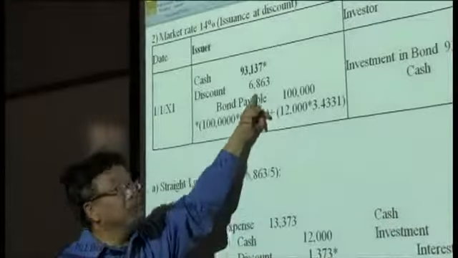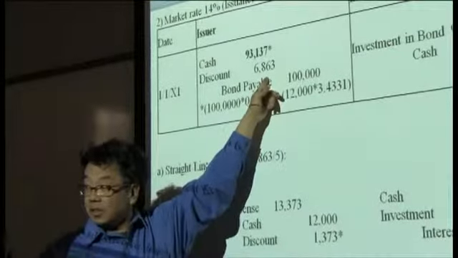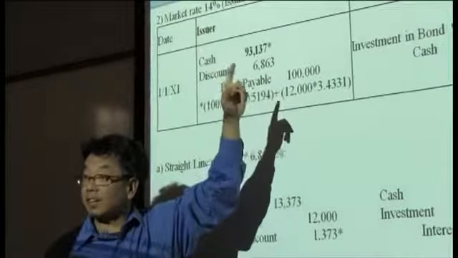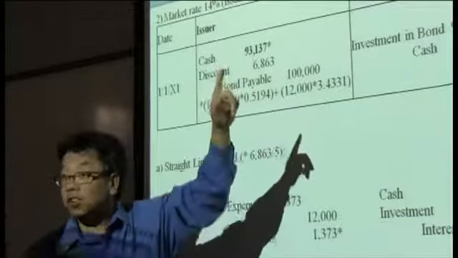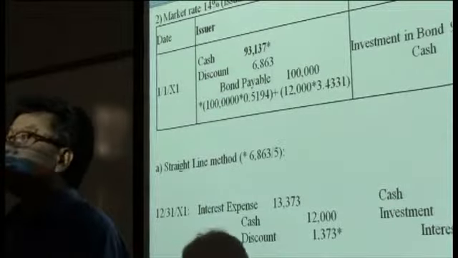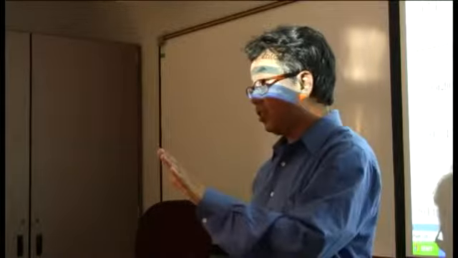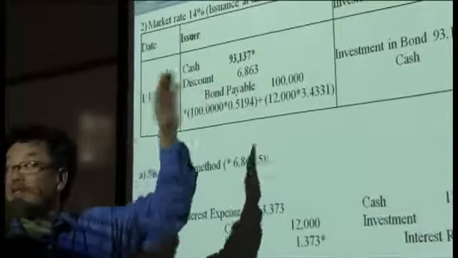Then what is this? To me, extra cost of borrowing his money. So don't you think I have to recognize that as part of my interest expense? But I'm not talking about the $12,000 interest expense. That interest expense is my contract. I have to do that. But I'm talking about above and beyond the $12,000. How much? 6,863. For how long? 5 years.